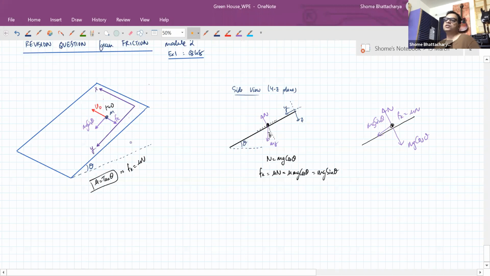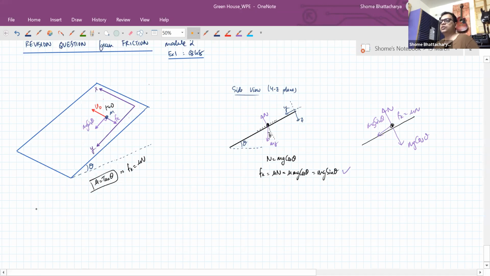And the normal reaction and mg cos theta are balancing each other, so these are acting perpendicularly like this. Okay, so is this diagram clear, and is it clear why the kinetic friction is equal to mg sin theta in magnitude? Okay, so it's like this three-dimensional picture.